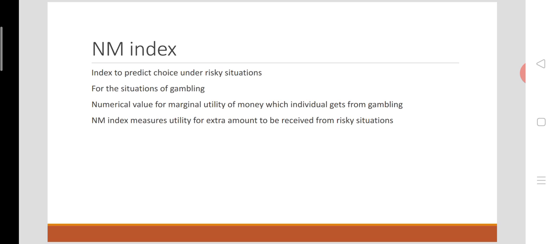This could be applied to situations of gambling. This could be applied to the choice-making options of a commission-based job and a permanent fixed-salaried job. Here Neumann and Morgenstern have applied a numerical value for the marginal utility of money which the individual gets from gambling, or from choice-making under risky economic situations.